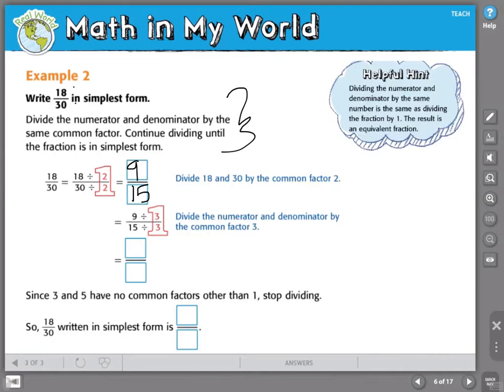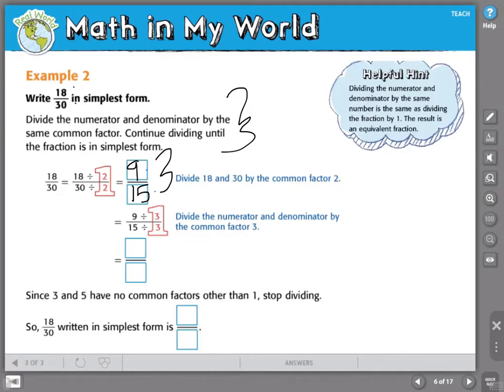Well, I can look at both of these numbers and think, are they in their simplest form? Well, I know that they're not even, so 2 cannot be a factor of both of them. But I look at them, and because I know my math facts, I can tell right away that 3 is a factor of 9 and 3 is a factor of 15. So I can divide the 9 and the 15 by 3. I know that 3 is a common factor of both of these numbers.